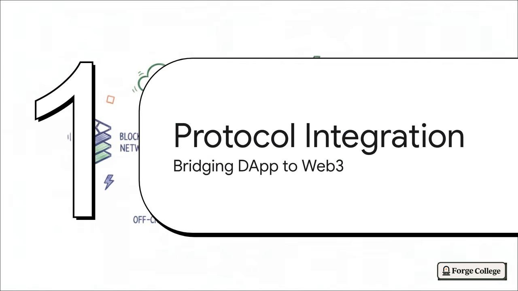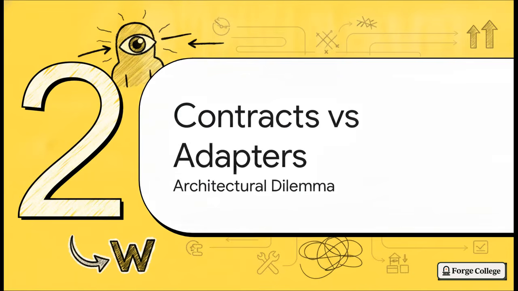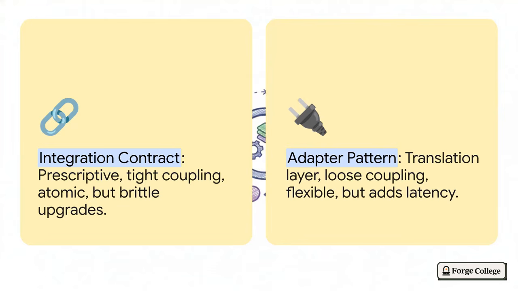Let's jump right into part one, protocol integration, and how we actually bridge your dApp to the broader Web3 ecosystem. And that leads us straight to part two, contracts versus adapters. This right here is the ultimate architectural dilemma you're going to face. Okay, so before you write a single line of code to connect to an Oracle or wire up a webhook, you've got a choice to make.